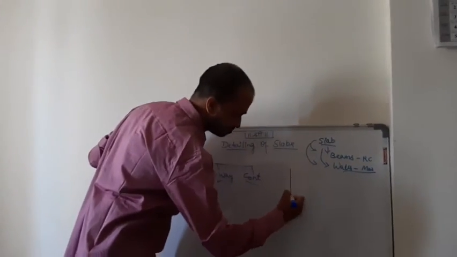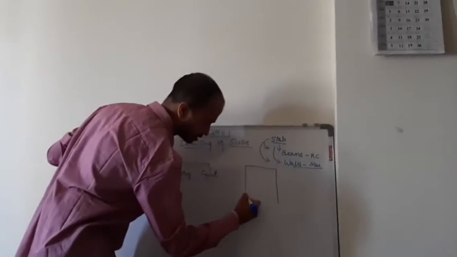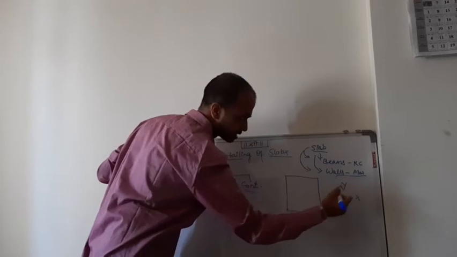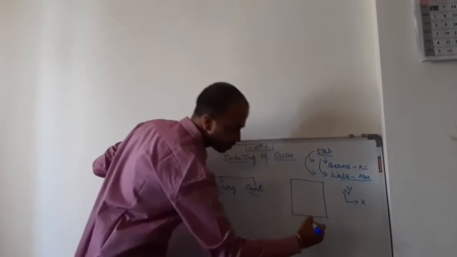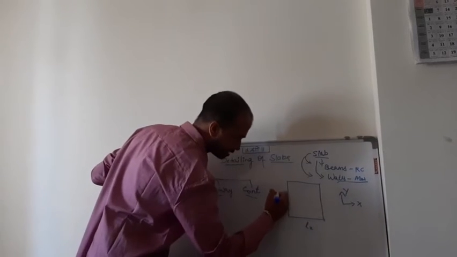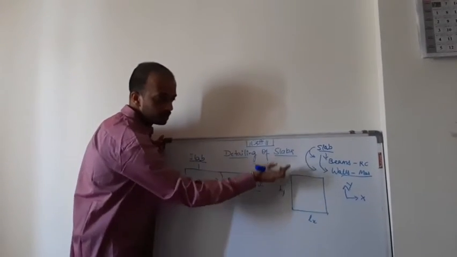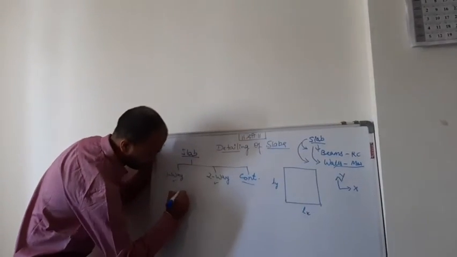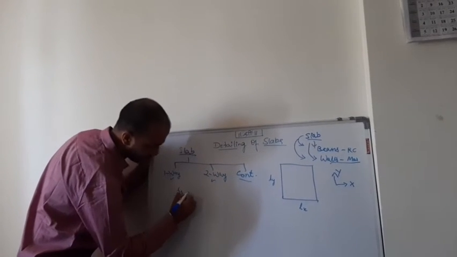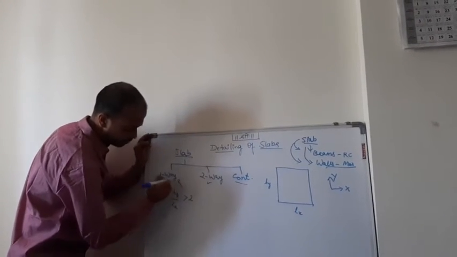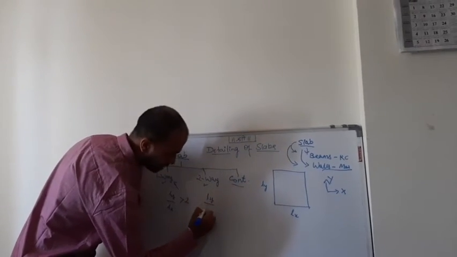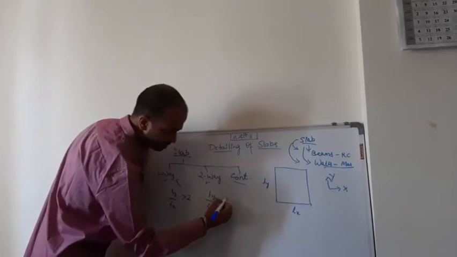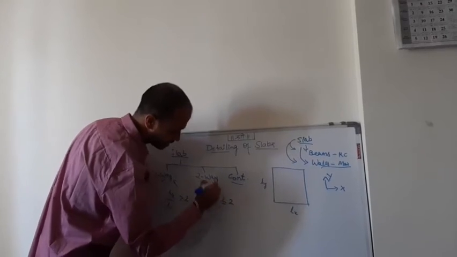So let me take a plan. Okay, say this is a plan of a slab and this is my coordinate axis. This is x-axis and this is y-axis. So the span that is along the x coordinate, we call it as Lx, and this is called as Ly. That is a span along y coordinate axis. Now we need to take the ratio of Ly by Lx. If the ratio is greater than 2, then it is called as one-way slab. If Ly by Lx, that is the ratio of span along the vertical axis or y-axis to x-axis, is less than or equal to 2, then we call it as two-way slab.